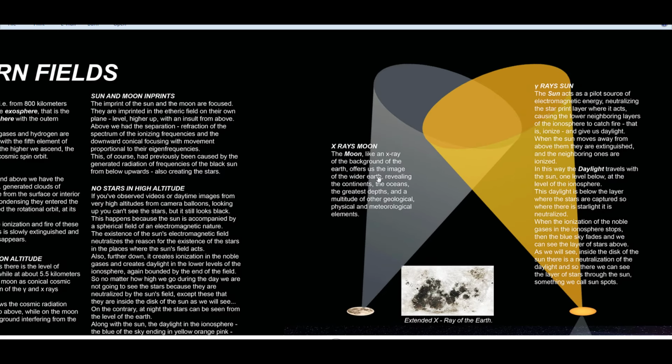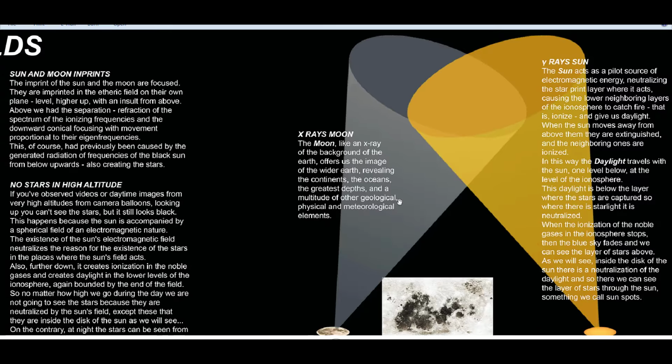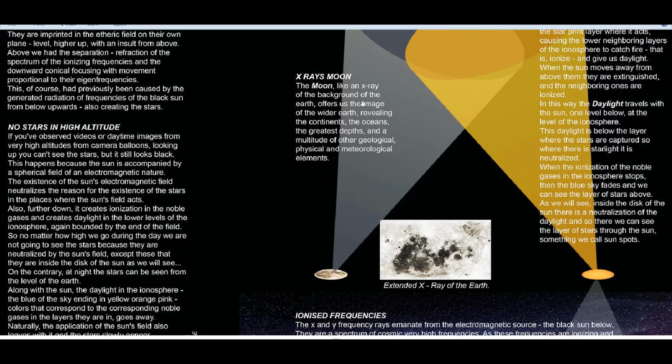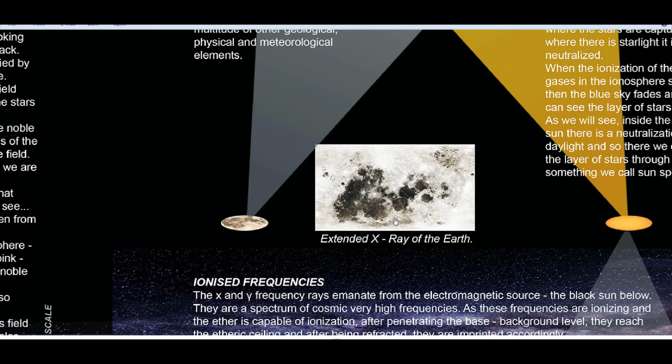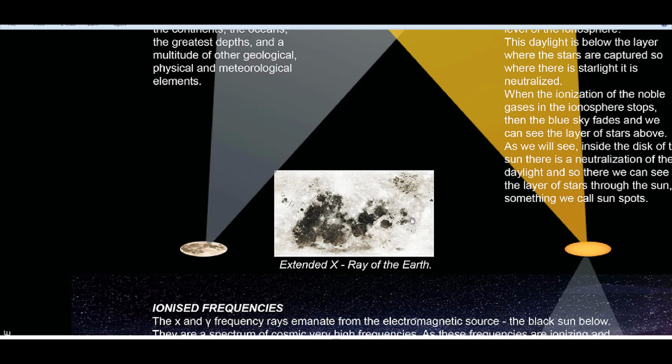Ionized frequencies, oh yeah, the X-ray moon. So the moon, like an X-ray of the background of the Earth, offers us the image of the wider Earth, revealing the continents, the oceans, the greatest depths, and a multitude of other geological, physical, and meteorological elements. The black sun comes from below, goes above, imprints through the holes of the Earth, and you have the sky, the map. Extended, that's the extended. So that's when you extend the map, which is a focused energy, focused in a circle, so you extend it in a rectangular form to see the map.